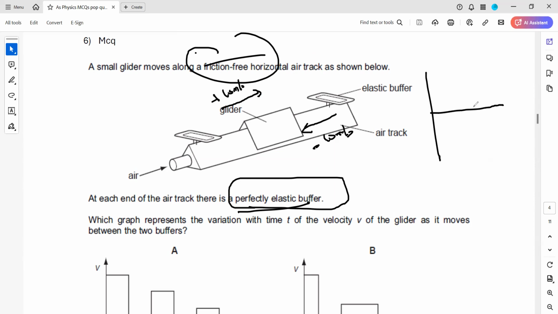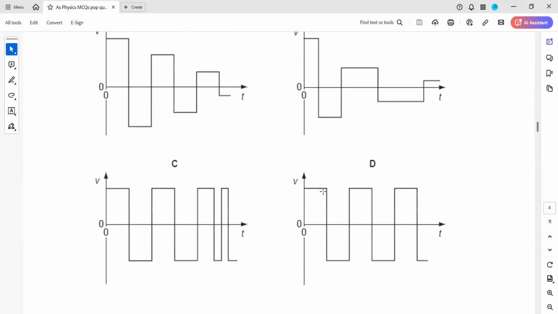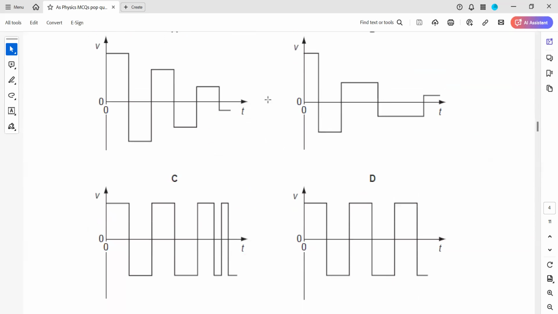So when we sketch a velocity-time graph, first it has, for example, a positive 10 velocity. Then when it hits the elastic buffer, it will have a negative 10 velocity. Then again, when it hits the other buffer and bounces back, it will have a positive 10 velocity. So this will be the shape of the graph for a perfectly elastic motion in which the object does not change its speed.